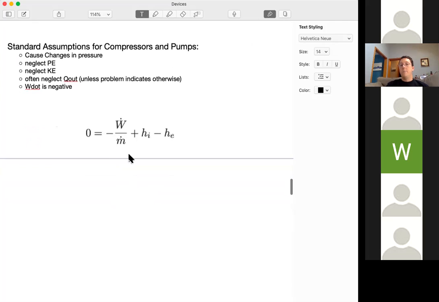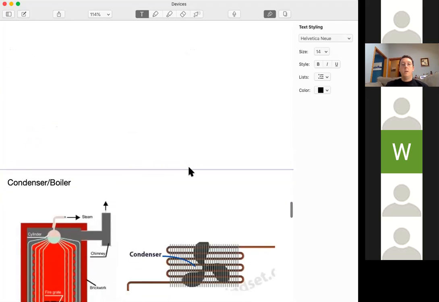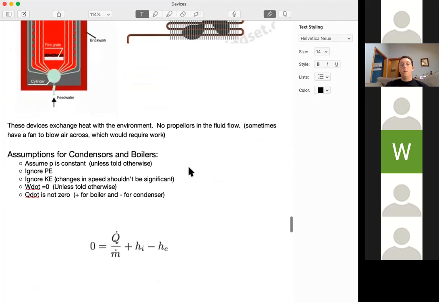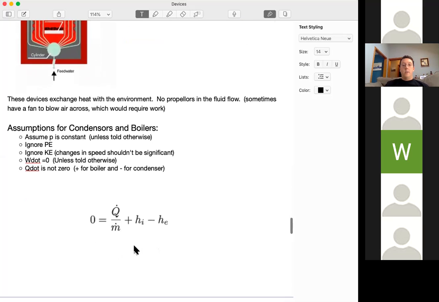So for compressors and pumps, typically the heat is small. It might not be, but typically it is. They always do work. And so you have work and enthalpy. The kinetic energy stuff isn't going to be important. And then for condensers and boilers, it's kind of the same, only instead of work, you have heat. Everything else is about the same. Okay, everybody clear on that?